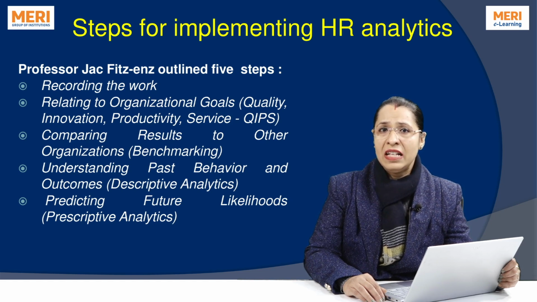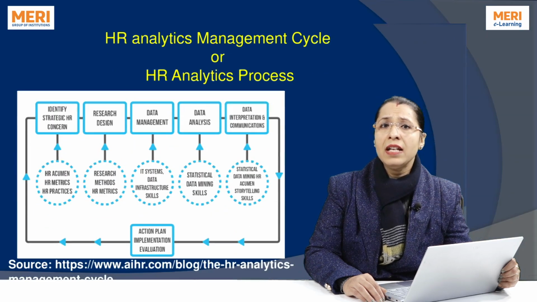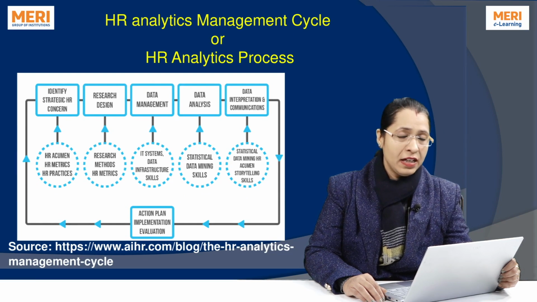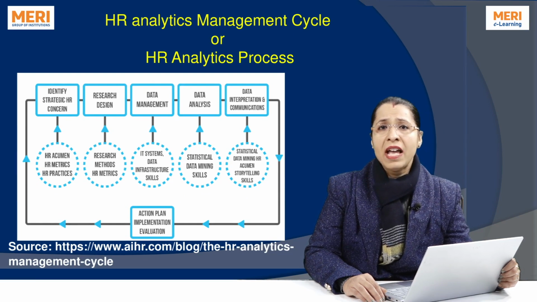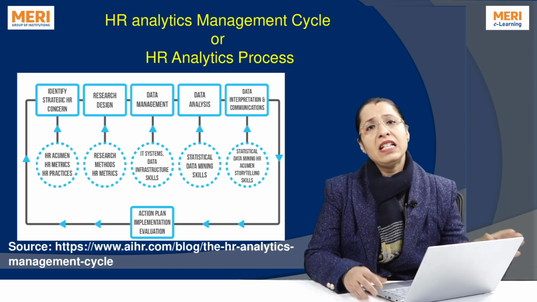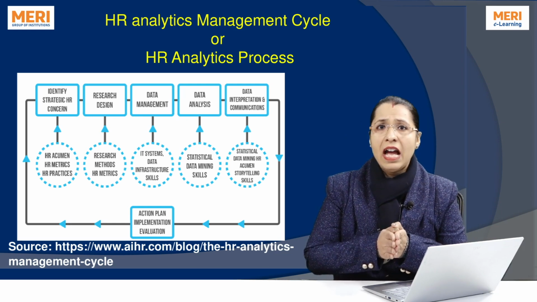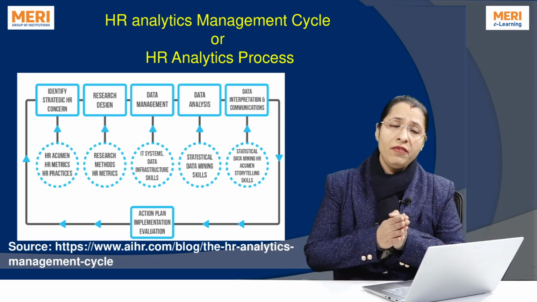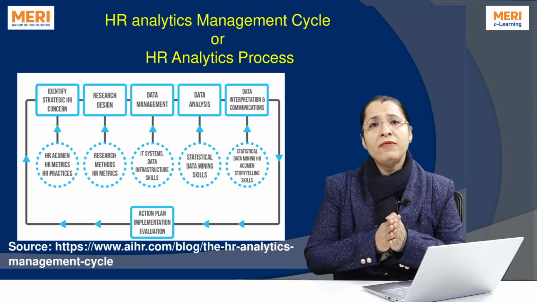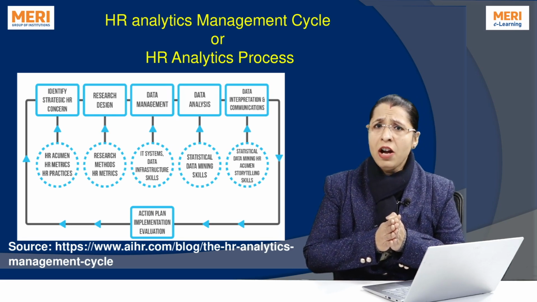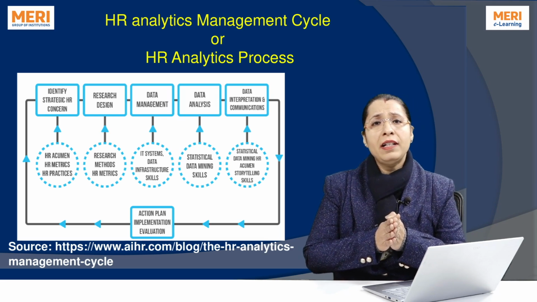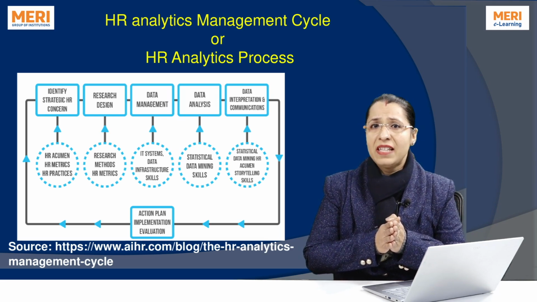Now, the HR analytics measurement cycle, or we can say the stages of implementation in the HR analytics process. It involves 5 steps. First is the identification of HR concern. Second is the robust research design. Third, we have the data management phase, followed by statistical skill with HR expertise, and last, the HR analytics. Now, we can also look at the figure that represents the HR analytics management cycle with its different stages of implementation.